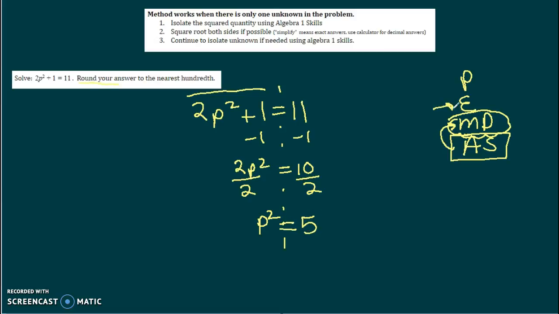And then the last thing to do, if I'm doing stuff correctly, is to get rid of the exponent. The opposite of squaring is square rooting. And again, there are two things that could multiply by themselves to give you 5. A positive times a positive, or a negative times a negative. Also, they want a decimal answer.